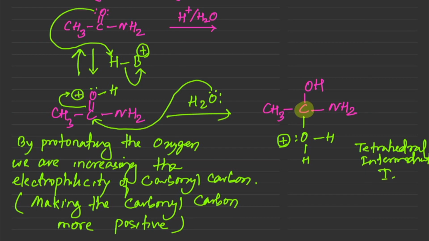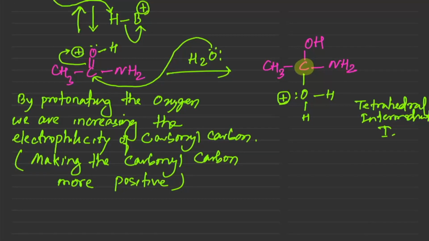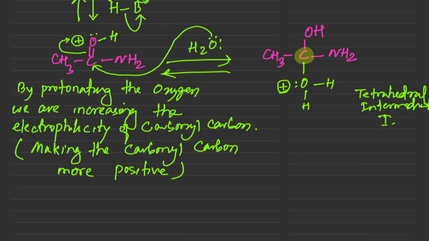Let's call this tetrahedral intermediate 1. Next goal: when you have a positive charge, it should be to neutralize the positive charge. A couple of ways you can do it. I can neutralize the positive charge by bringing these 2 electrons. If I do that, that's basically going backward. But let's do something different.